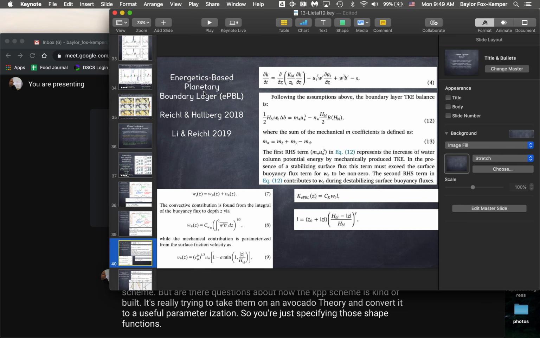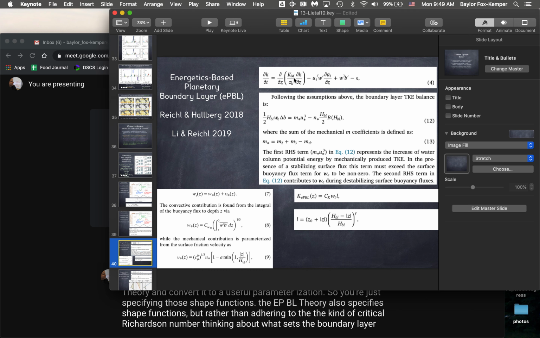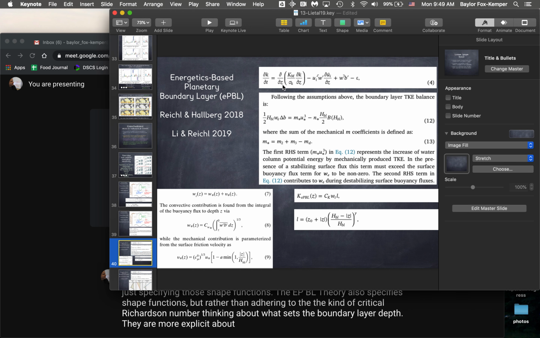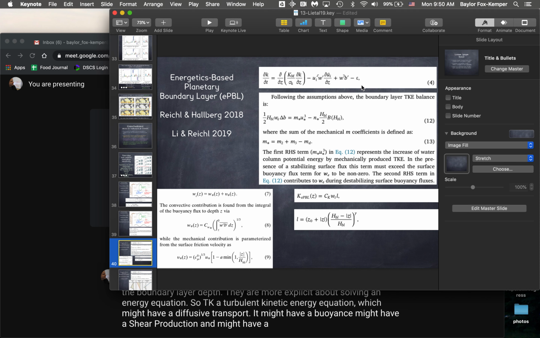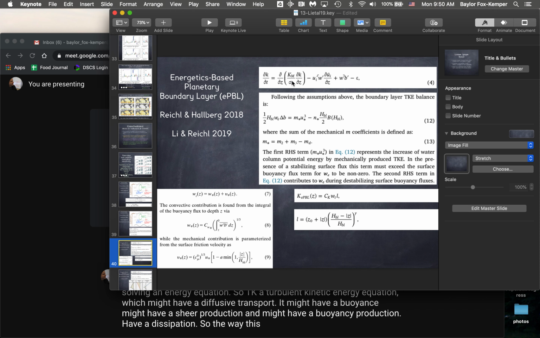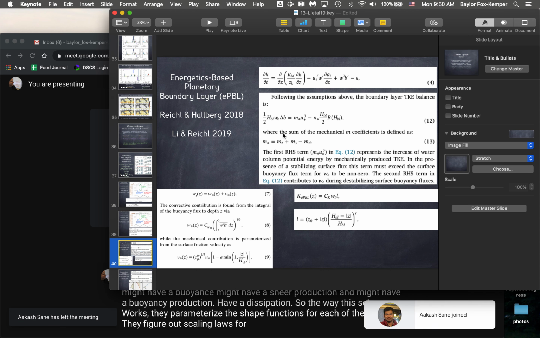The EPBL theory also specifies shape functions, but rather than adhering to the critical Richardson number thinking about what sets the boundary layer depth, they are more explicit about solving an energy equation. So a turbulent kinetic energy equation, which might have a diffusive transport, a buoyancy production, a shear production, and a dissipation. So the way this scheme works, they parameterize the shape functions for each of these things. They figure out scaling laws for each of them. And then they assume a simplified balance.